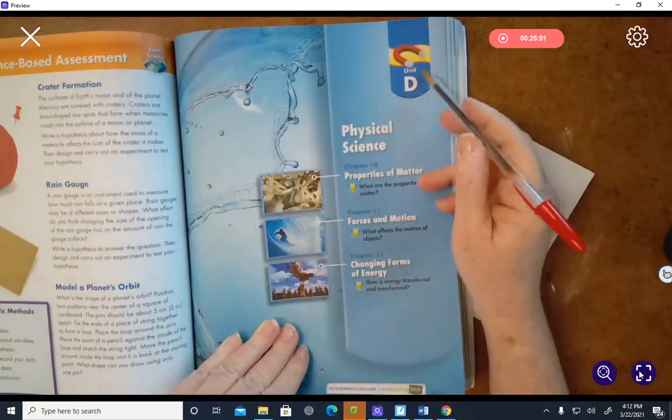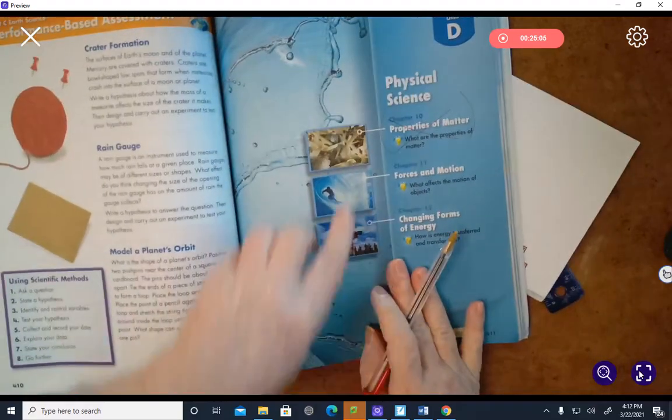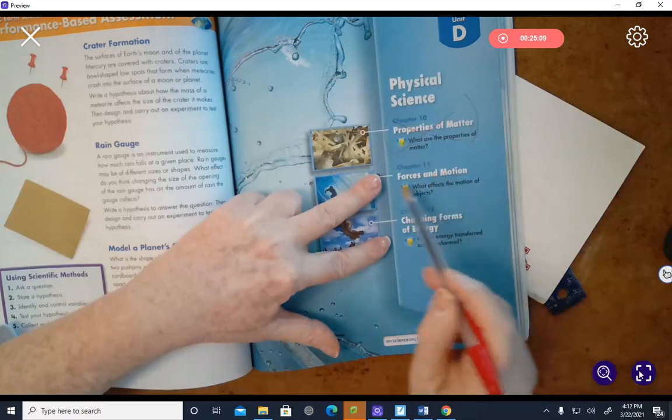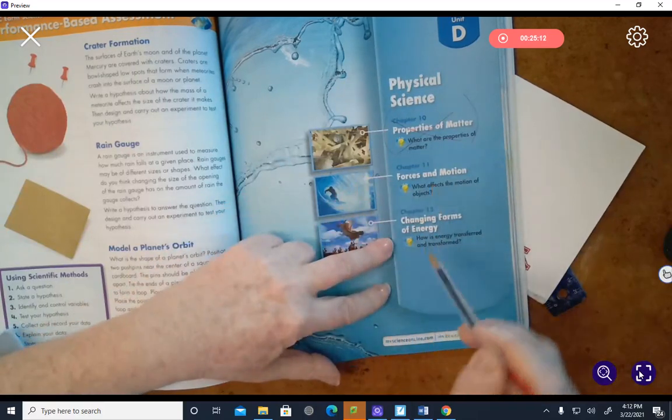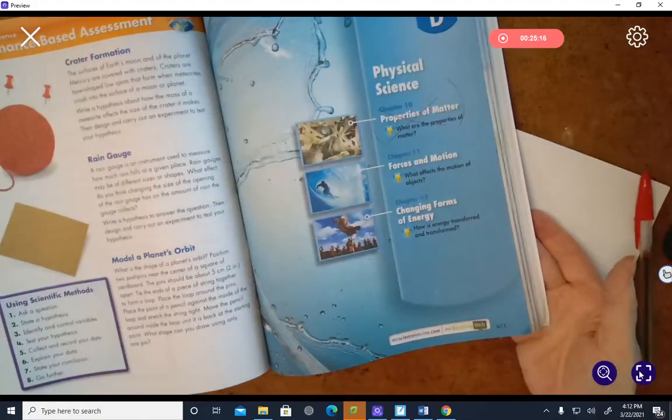This says here in Unit 2, there's chapter 10. I'm using the thick book. You don't have this. You'll have your chapter 6 is forces in motion, and chapter 7 is changing forms of energy. So there we have it, and I hope that you filled in your book.